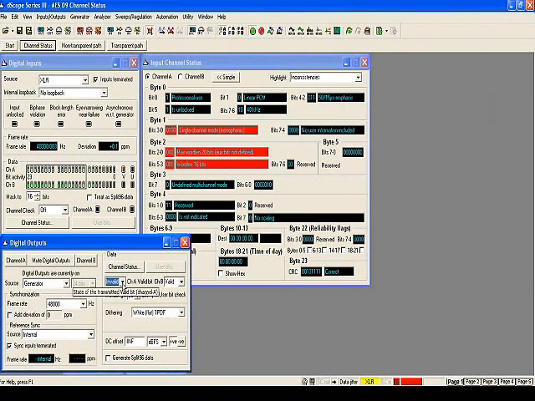Up here you can see the validity bit has gone red on channel A. So if you interface the equipment to your device and you see this validity bit, you know immediately you've got some problem. Now that doesn't necessarily mean that the problem will manifest itself, and I'll get into that in a minute.